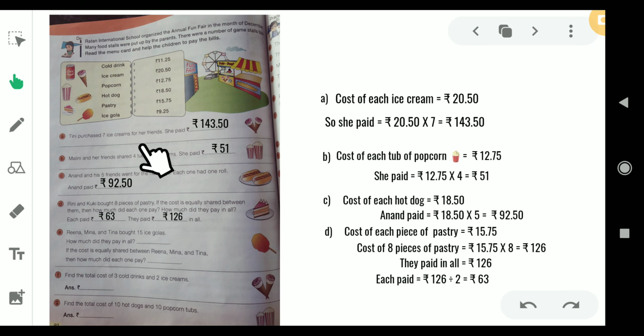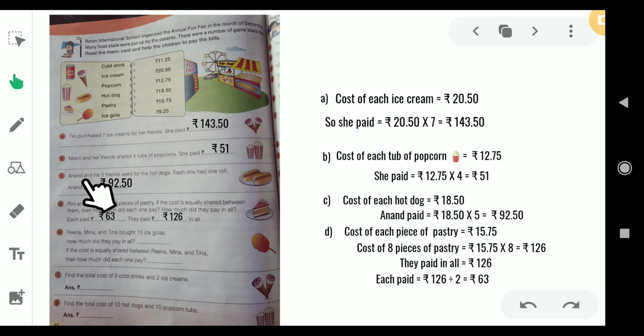Next, Malini and her friends shared 4 tubs of popcorn and she paid. See, Malini and her friends went to the fun fair and they bought 4 tubs of popcorn, and the cost of each popcorn tub is how much? 12 rupees 75 paise. She bought 4 popcorn tubs, so we multiply 12 rupees 75 paise by 4, and that gives us 51 rupees, which means she has paid 51 rupees after buying 4 tubs of popcorn.